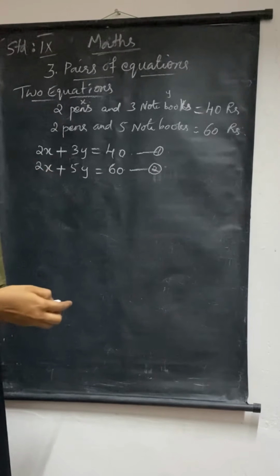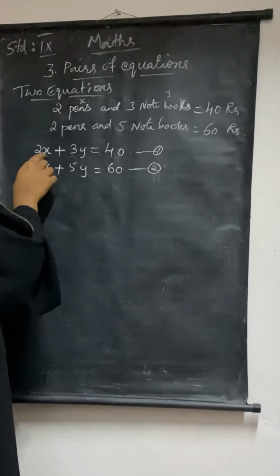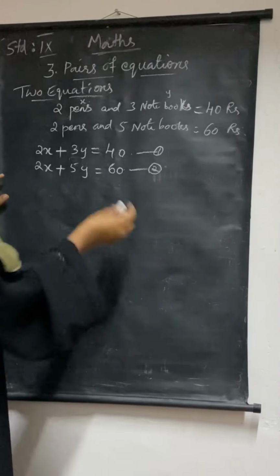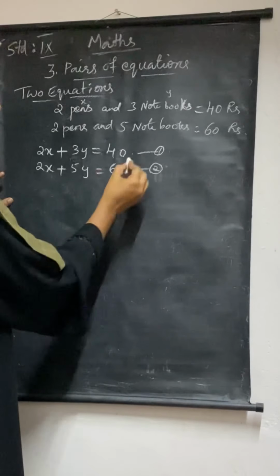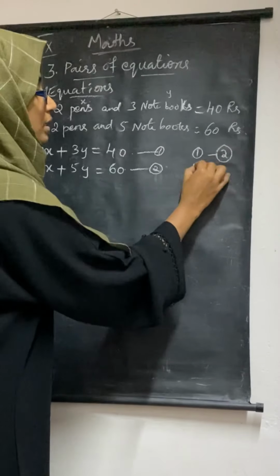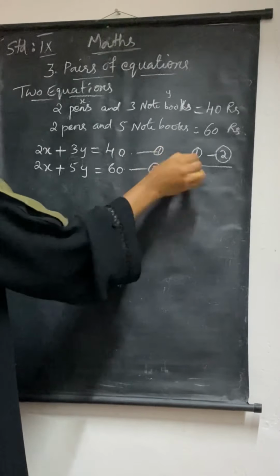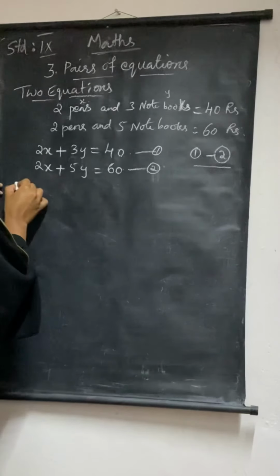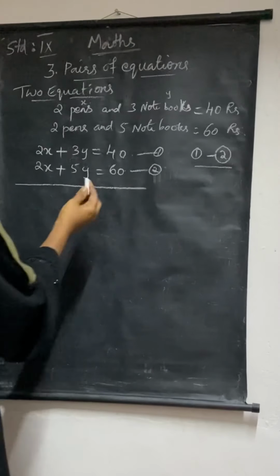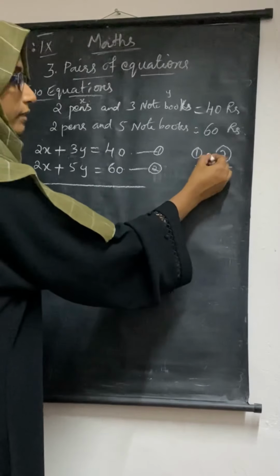How can I make it 0? 2 minus 2 is 0, no? So I can make 2x minus 2x 0. So what I am going to do is equation 1 minus equation 2. Subtraction, I am doing, minusing. Since it's a long equation, I can put the line here. I am minusing here, I have written minus.